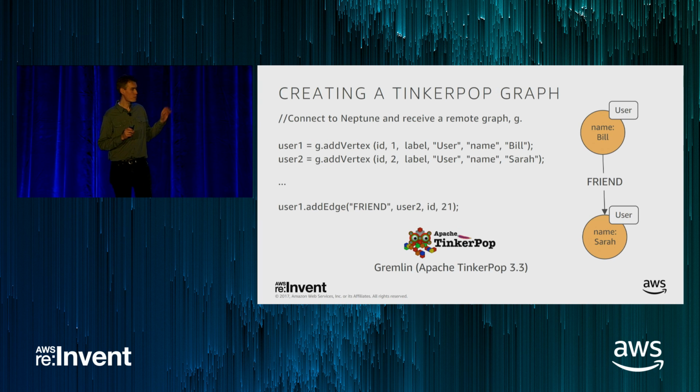So here's an example of how you would create a graph using Apache Tinkerpop. This presumes that you've connected to a Neptune instance and you have a remote graph instance, which is here denoted by the variable g. This is a Java example. And you can see on the first line here, we're adding the vertex Bill. You can see we're assigning the label here, user. We're assigning the property Bill. Creating the second vertex, which corresponds to Sarah. And then we create an edge here. And this is the friend relationship.